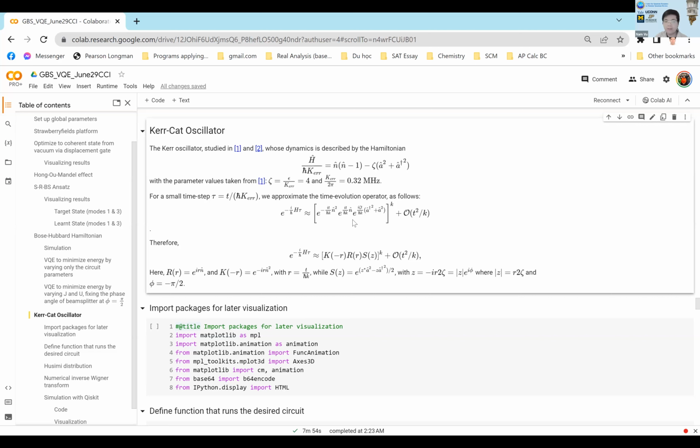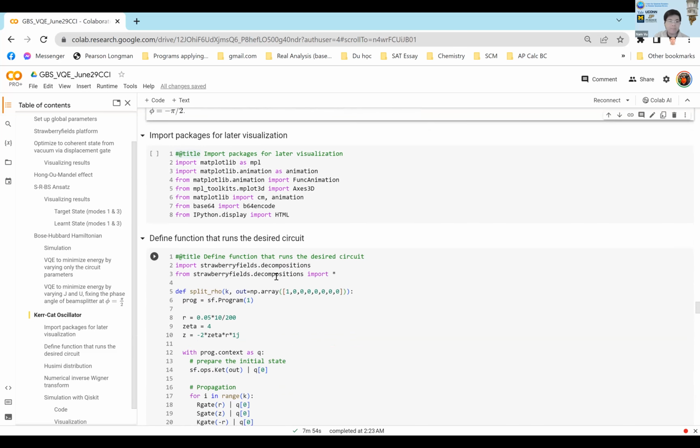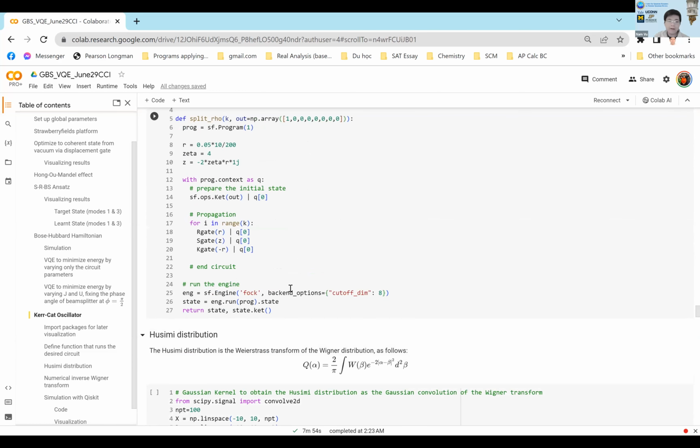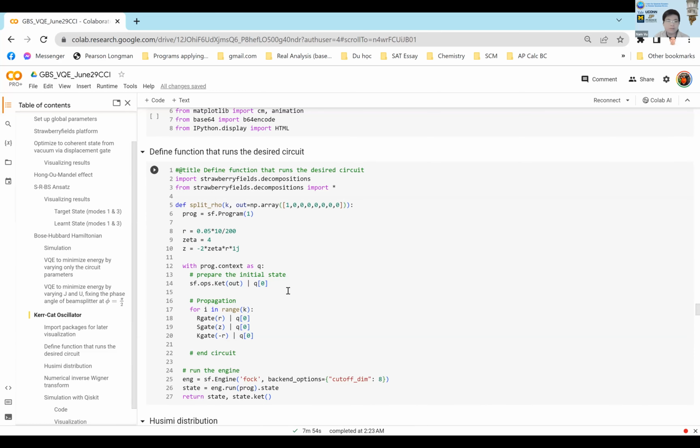The second term here corresponds to a rotation gate, and the third term here corresponds to a squeezing gate. And you can repeat this process for multiple layers, and the more layers you have, the fewer errors you also have as well. And so when you run the circuit, there are a few things to reiterate.